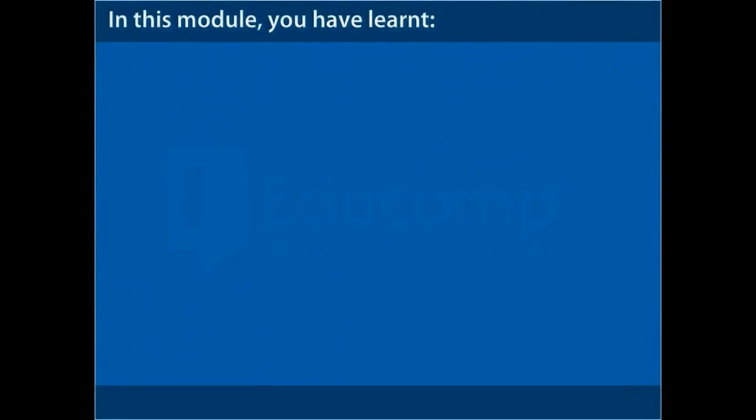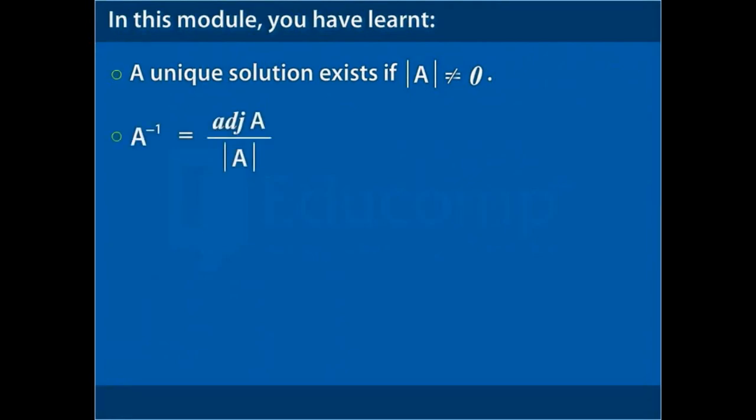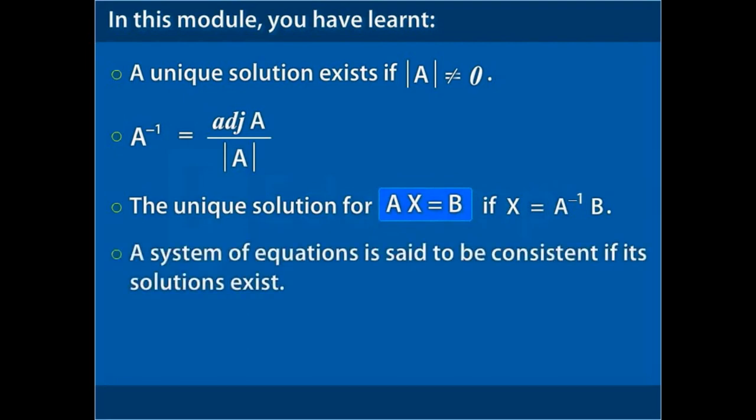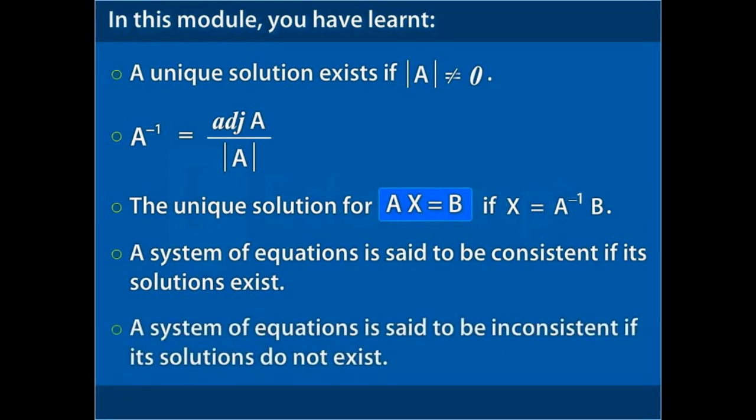In this module, you have learned that a unique solution exists if determinant A is not equal to 0. An inverse can be calculated as adjoint A by determinant A. The unique solution for AX equals B is given by X equals A inverse B. A system of equations is said to be consistent if its solution exists. A system of equations is said to be inconsistent if its solutions do not exist.